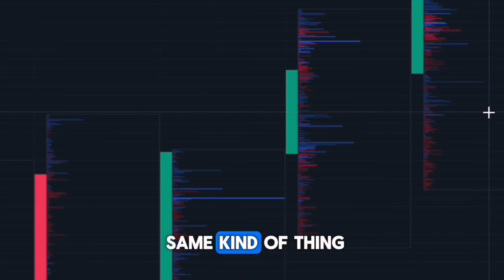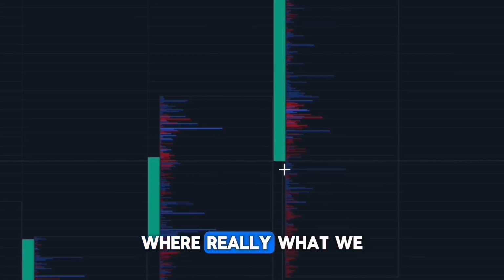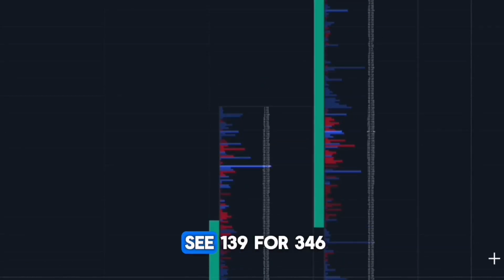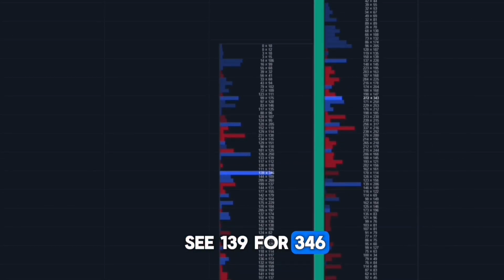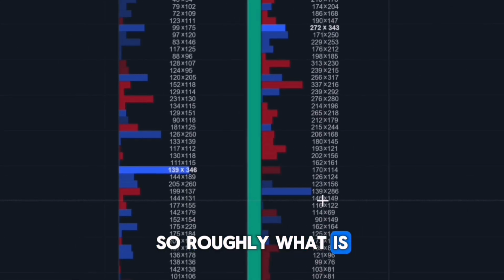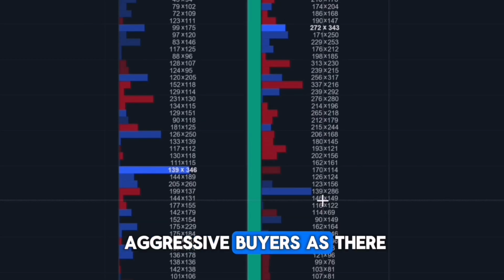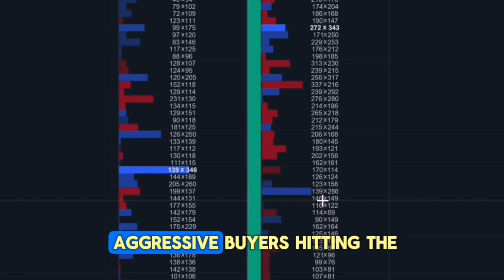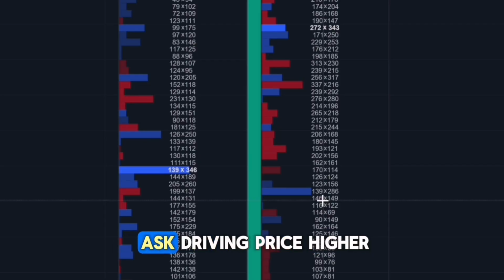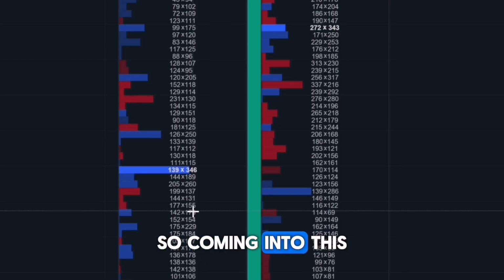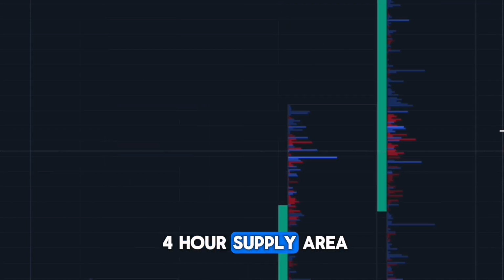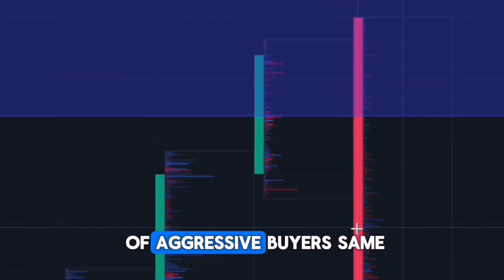We can see the same kind of thing happening over here, where we see 139 for 346. So roughly, what is that, 2.5 to 3 times as many aggressive buyers as there are sellers. So we can see aggressive buyers hitting the ask, driving price higher. Coming into this 4-hour supply area, we had a ton of aggressive buyers.